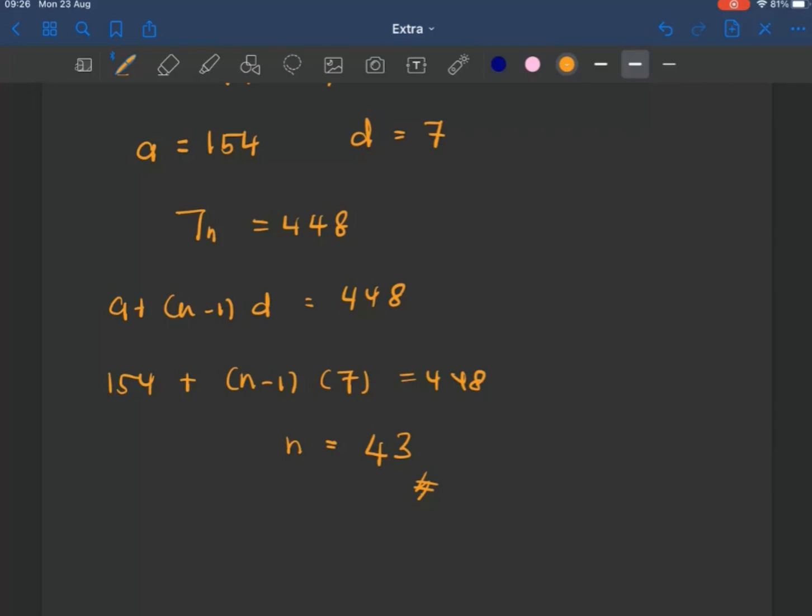Okay, so make sure dekat your working, bila guna calculator, tolonglah jangan masukkan semua dalam calculator tu. Just press one by one. 448 minus 154 divide by 7 plus 1. Okay, buat satu-satu. Kadang-kadang jalan kerja tu semua dah betul dah, tapi tekan calculator salah, then you will get the wrong answer lah. Okay, alright. So that is how we find number of terms.